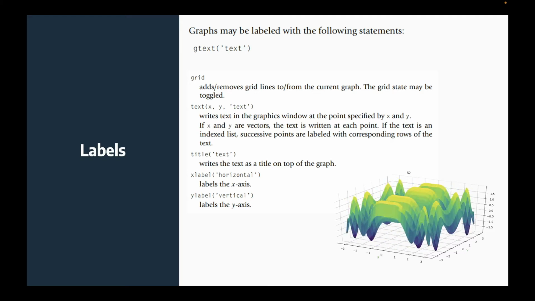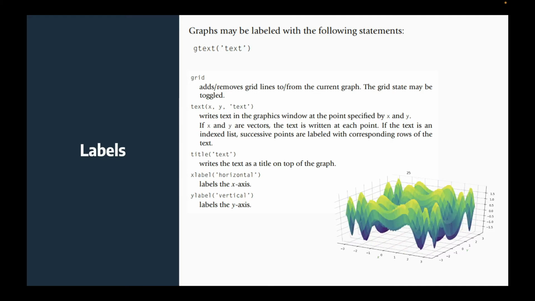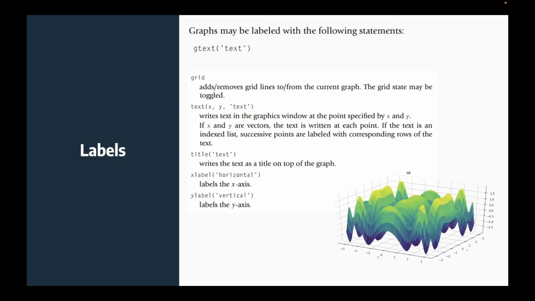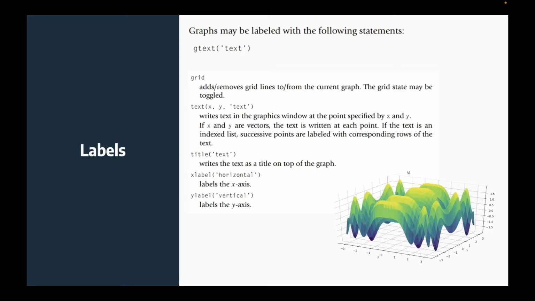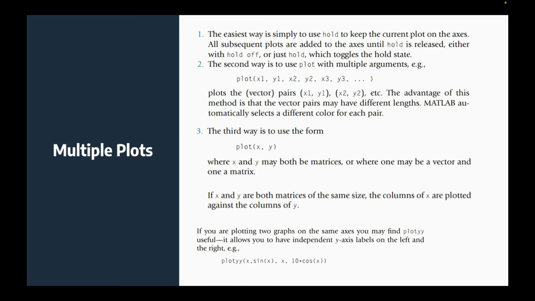And remember, here we're talking about 2D graphs. Today we're going to learn how to do 2D graphs and 3D graphs. So far, those are used for the 2D graphs. Now, if you have multiple plots, then you can draw the first plot and the next plot by having the command hold. That's one way. The second way, you can say plot.